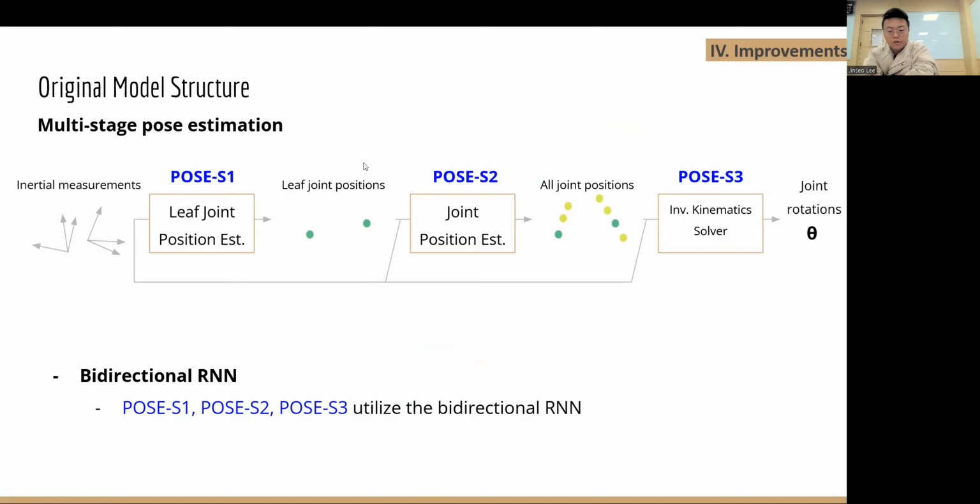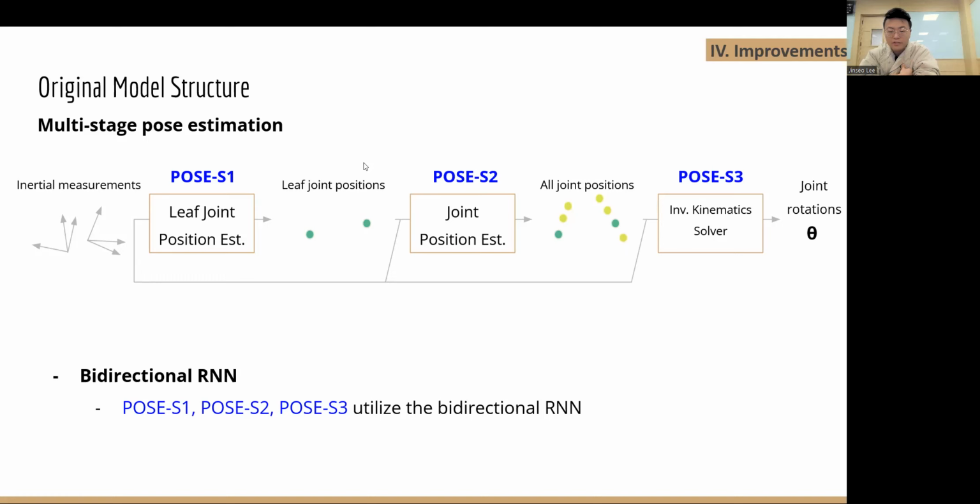First, from the inertial measurements measured by IMUs, we estimate the leaf joint positions. What I mean by leaf joint here is a joint where the IMU sensor is mounted, so we can get direct data for these leaf joints. Then, with the estimated positions of these leaf joints, we estimate again the positions of the other joints. Then finally, we regress the joint rotation theta from the positions of all the joints we have estimated.